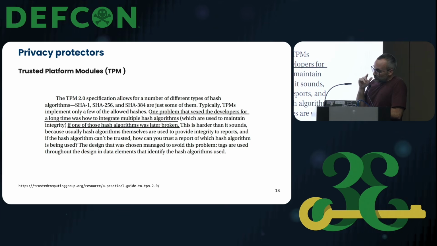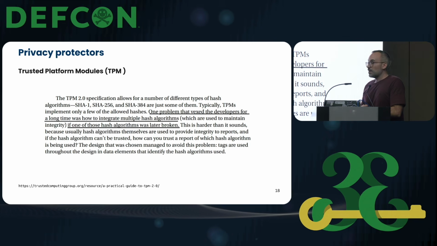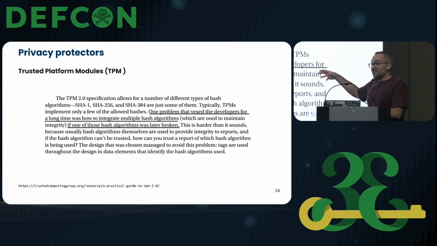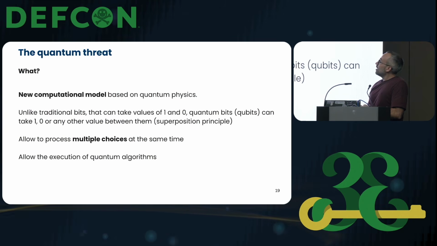Okay, let's take a look at the practical guide of the Trusted Computing Group, which is the group in charge of developing the TPM 2.0. We can read: one problem that vexed the developers for a long time was how to integrate multiple hash algorithms if one of those hash algorithms was later broken. We have seen that hash algorithms will be broken, eventually. And what can break those algorithms? Well, for now, the most important threat is the quantum threat, of quantum computing.